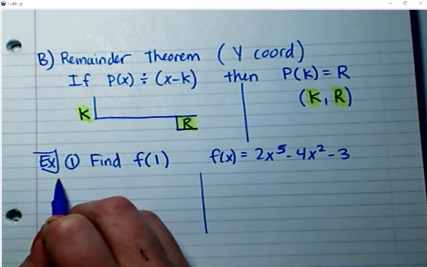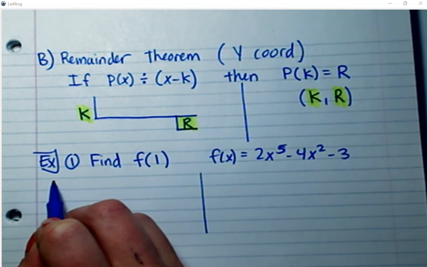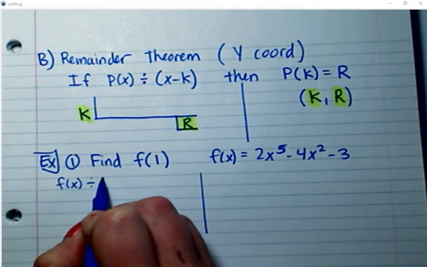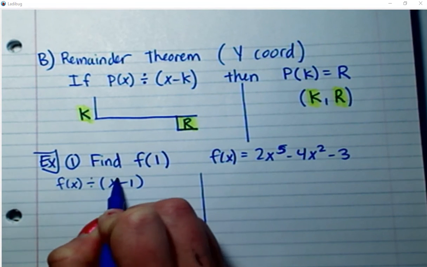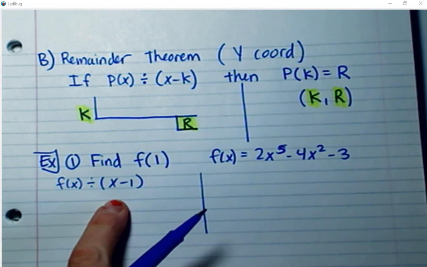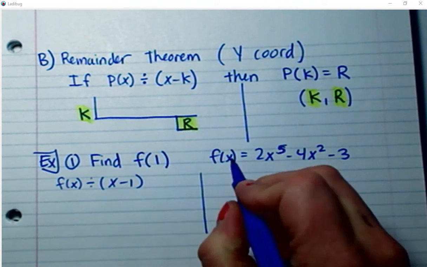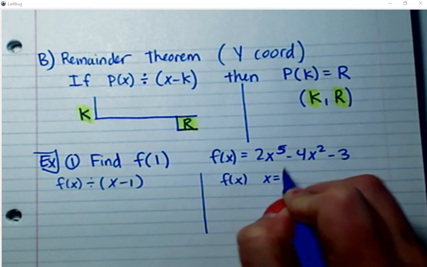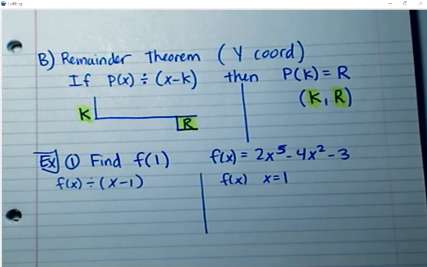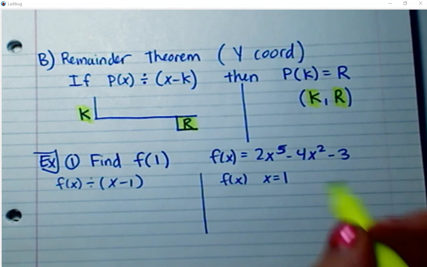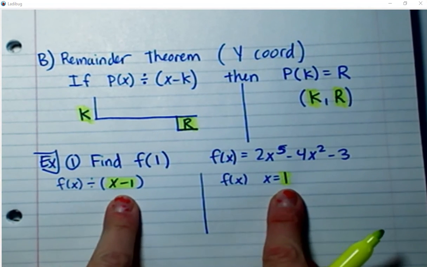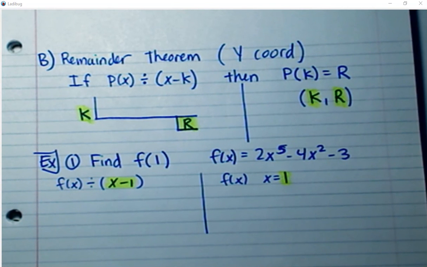All right, so I'm going to set up what it looks like. Okay, so over here, I'm going to do f of x divided by that factor. See that? x minus 1, because it's got to be the opposite. Over here, I'm going to actually plug in x equals 1. So those are the two things I'm going to do. Okay, here's my x coordinate, right? Corresponding to that factor. Notice they're opposites.